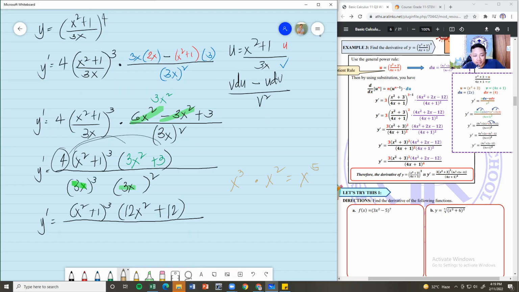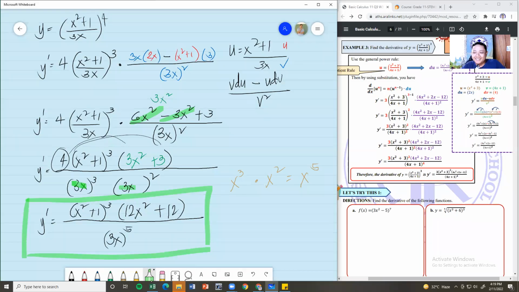Similarly, 3x, they have the same base. So therefore, we will have here 3x raised to 3 plus 2. That becomes 5. Let your answer be like that. That's it. Ayun. Halang layo. At least you tried. Okay? Do you have other question or concern?